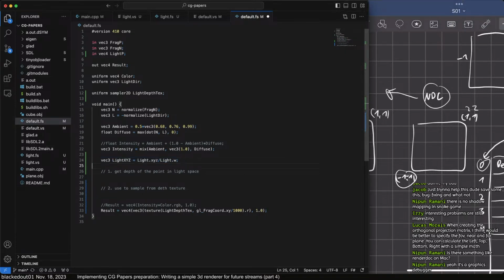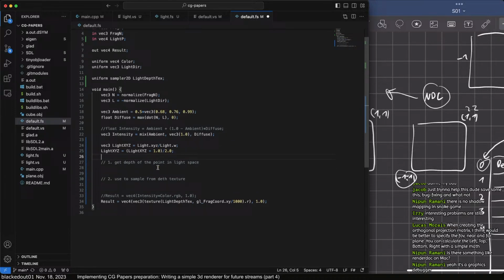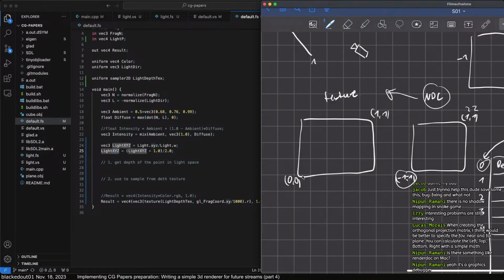So we can do this with the point light XYZ equals, first add 1, and this works because this is built into GLSL. It will just add 1 to each of the components. And then we can divide by 2, which also divides each of the components. So now we can use the X and Y values. They are now mapped to 0, 0 and 1, 1.